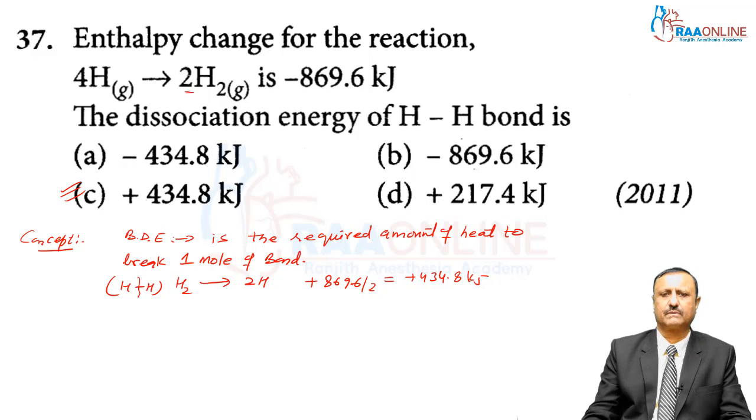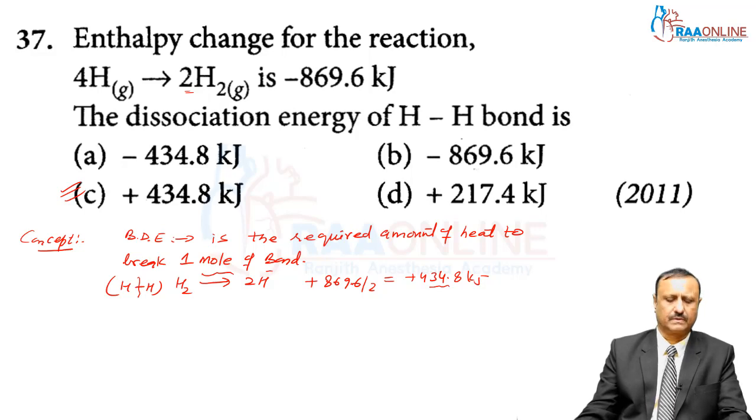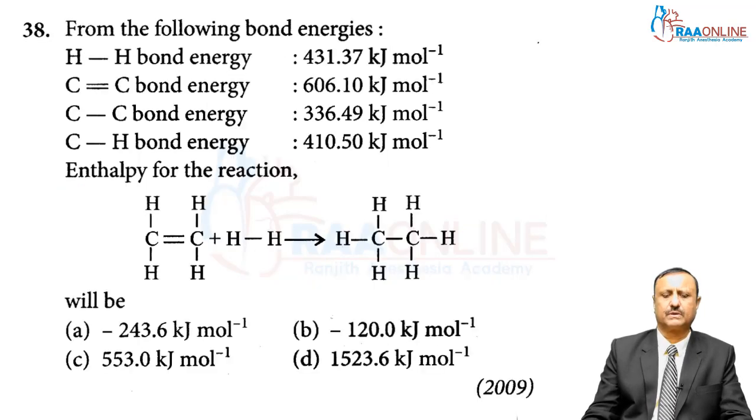It's a very simple question. We can reverse this value, because bond dissociation energy is calculated for 1 mole of bond, and here you can get the 2 moles of bond. So divided by 2, and you can get the 1 mole of bond. This question was asked in the 2011 NEET exams. Now my dear students, we can go to question number 38.